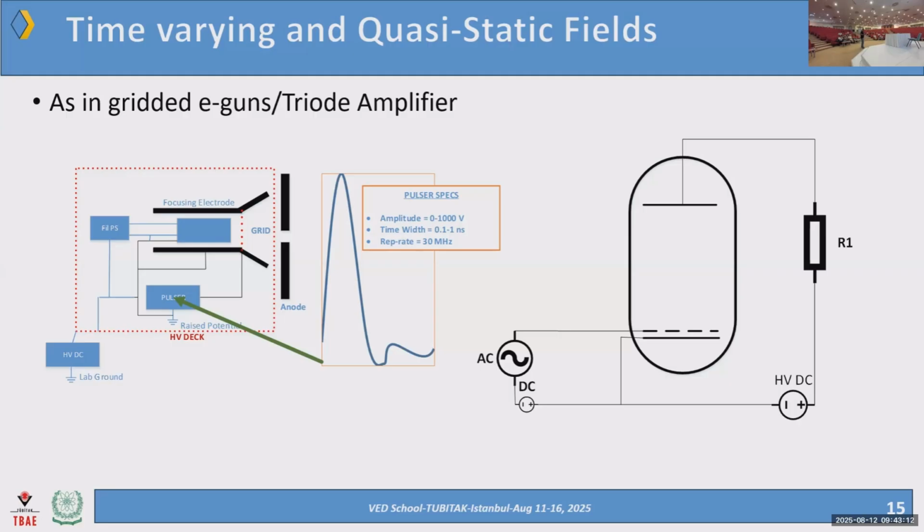Similarly, this is a triode amplifier. Nowadays I don't know if people use it or not, but the grid which is placed here is very close to the emitting surface, the cathode, which is placed at high voltage. But here again, the character can be understood easily by applying the rules of static field.